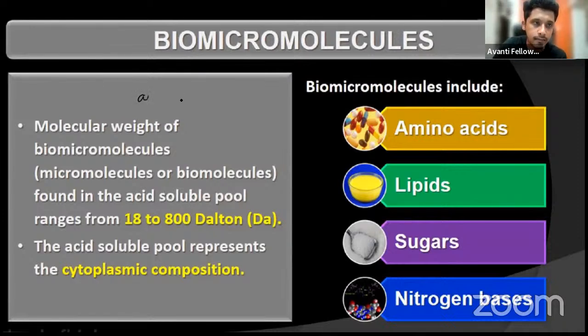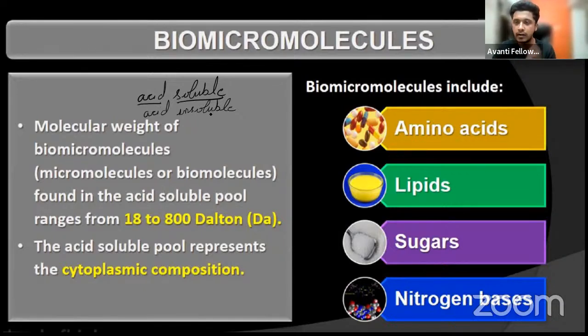One is the acid soluble pool, and the other is the acid insoluble pool. Basically, the acid soluble pool will have all our biomicromolecules, and the acid insoluble pool will have our biomacromolecules, and this is how we study them. And then if you want to go to the elemental state, what are the inorganic or organic compounds that are present in our living tissues?